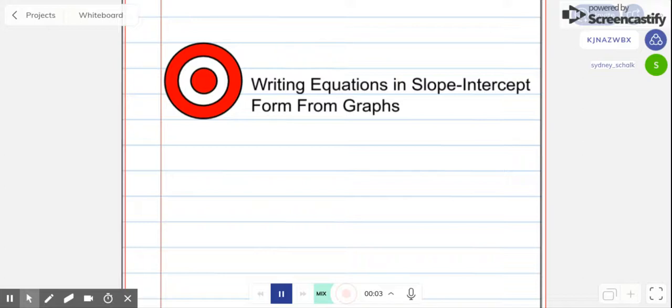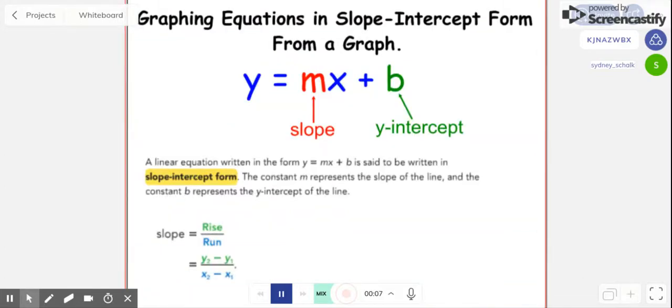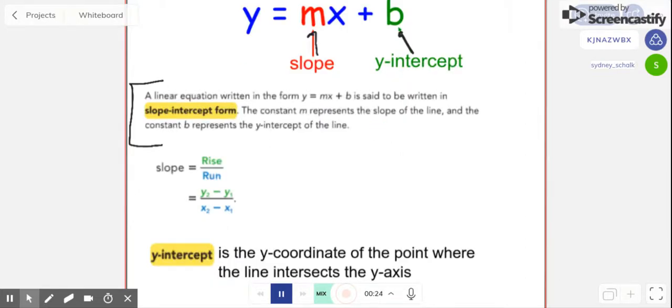Hello, 7th graders. Today we're going to write equations in slope-intercept form from graphs. So this is an equation that you're going to be working with quite a bit. It's called slope-intercept form. The M stands for slope and the B stands for the y-intercept. So we call this slope-intercept form y equals mx plus b.